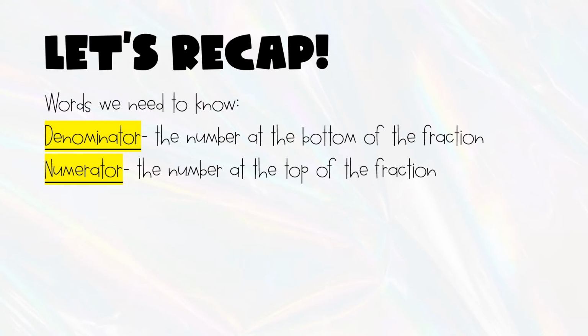Let's recap. So words that we need to know so far to understand adding and subtracting fractions. You need to be familiar with me talking about the denominator. The denominator is the number at the bottom of the fraction. And then you also need to know about the numerator, which is the number on top of the fraction. One way I remember denominator and numerator is that denominator is down. So D and down and D and denominator. So that's one way you can remember that. So the denominator is on the bottom and the numerator is on the top.